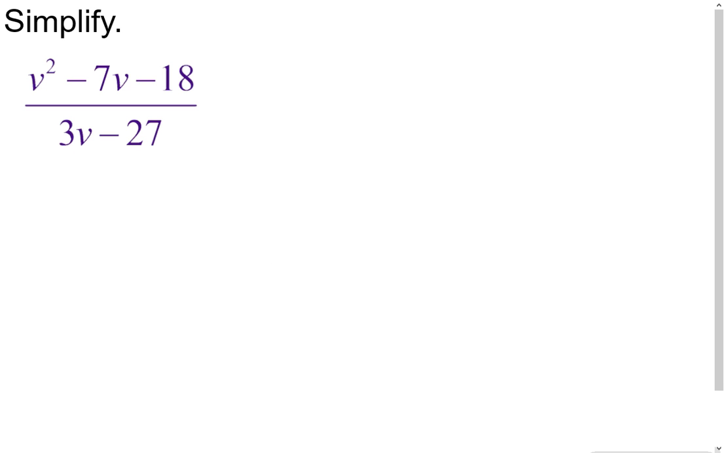And one more example. Again, the concept doesn't change whatsoever. We're going to factor our numerator. I'm going to have b's in the first spot. Now, what times what is -18, but adds up to be -7? That would be a -9 and a +2.